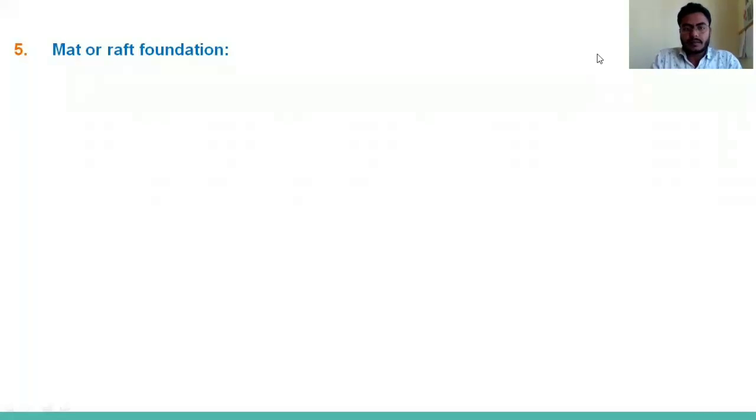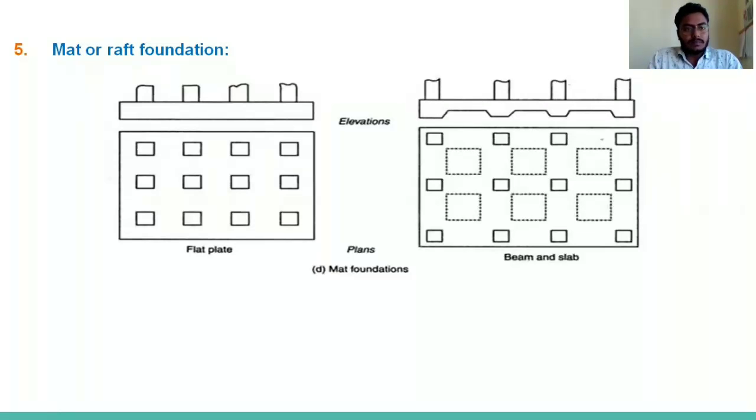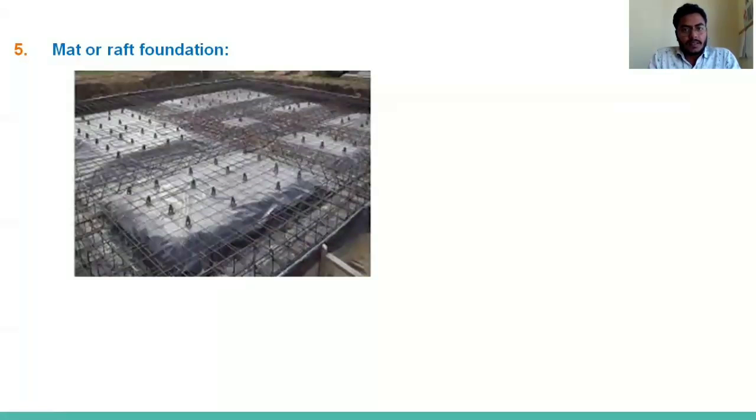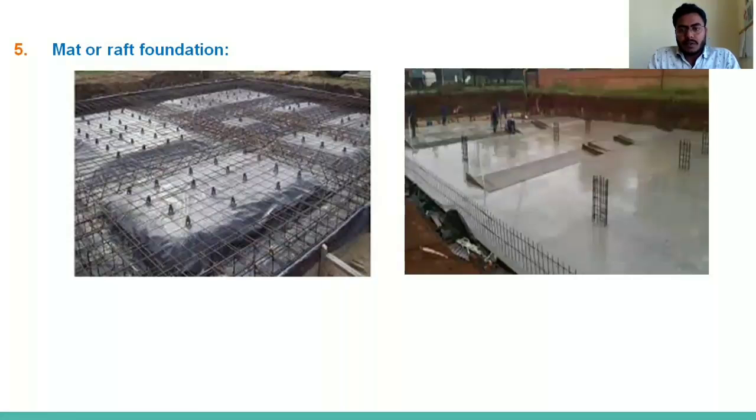You can see in the figure there is a raft or mat foundation. There is a larger slab and a number of columns are constructed over it. There is reinforcement detailing in the raft foundation that you can see, and by seeing this figure you can get some idea. There is a larger slab. In the second figure also, you can see there is a slab and a number of columns are constructed.